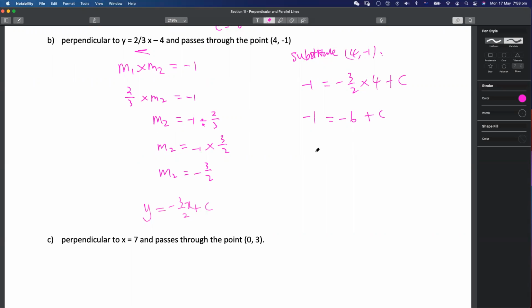And plus 6 for both sides. I have 5 is equal to c. Okay, so c is equal to 5. Therefore, y is equal to -3 over 2 x plus 5.